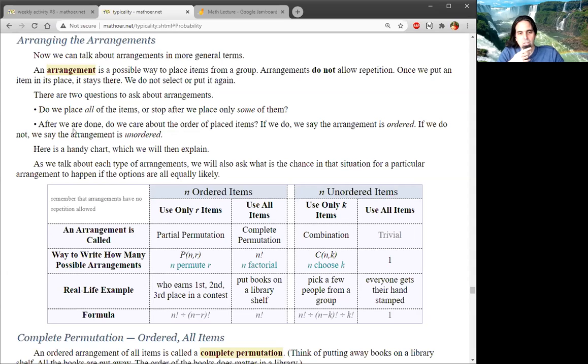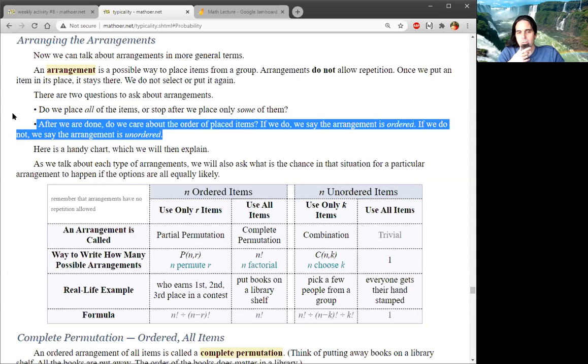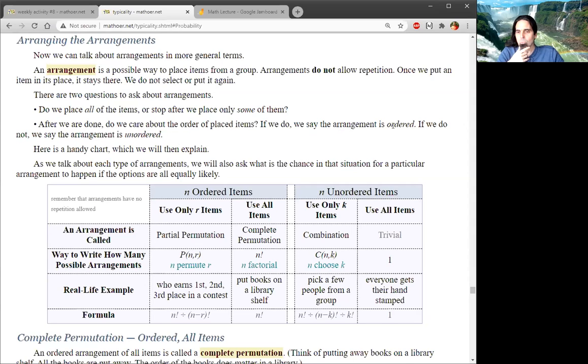We can also ask, after we're done, do we care about the order of things? If we do, we say the arrangement is ordered. Maybe I really think doing 4 different pieces of music at my recital, it matters what order I do them in. If we don't, then we say it's unordered. If I'm picking 3 pizza toppings out of 12, I don't care which order you list them in. The pizza will be the same either way.